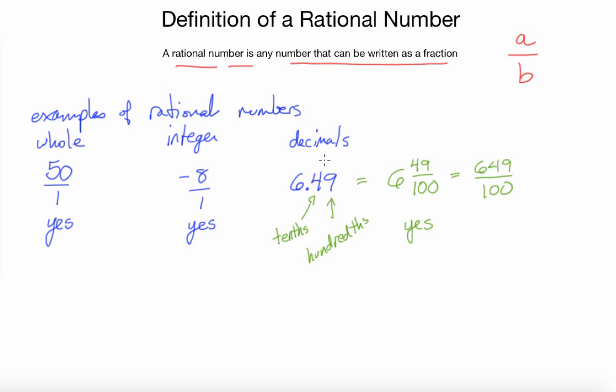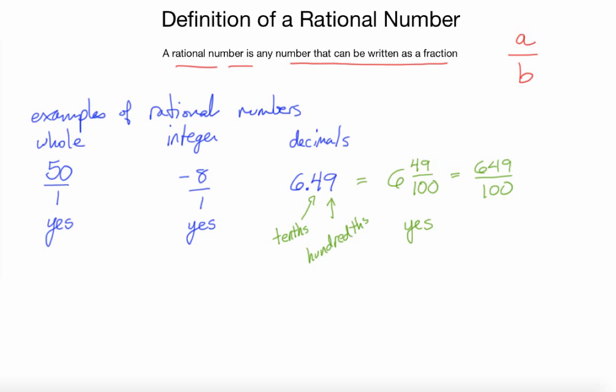Again, they have to be terminating decimals. There's a later lesson where I get into repeating decimals or decimals that have no patterns. But if a decimal stops, if it terminates, such as 6.49, then there's no digits afterwards, we can always write those as fractions as well.